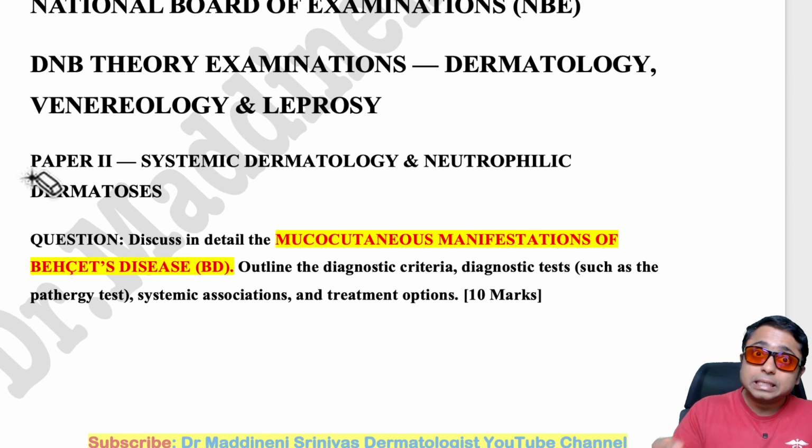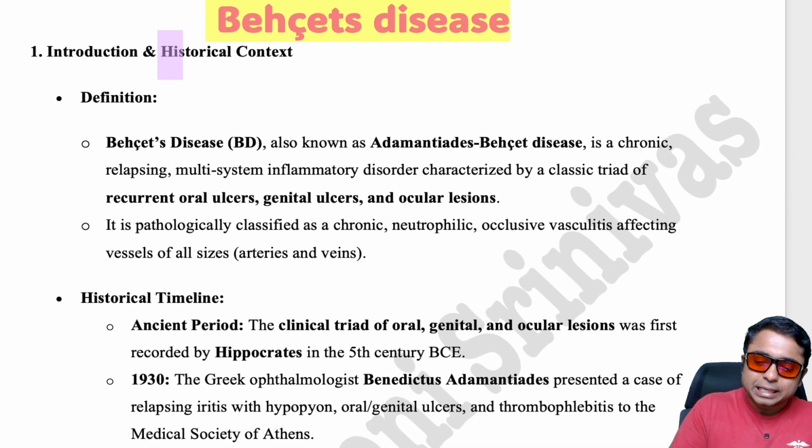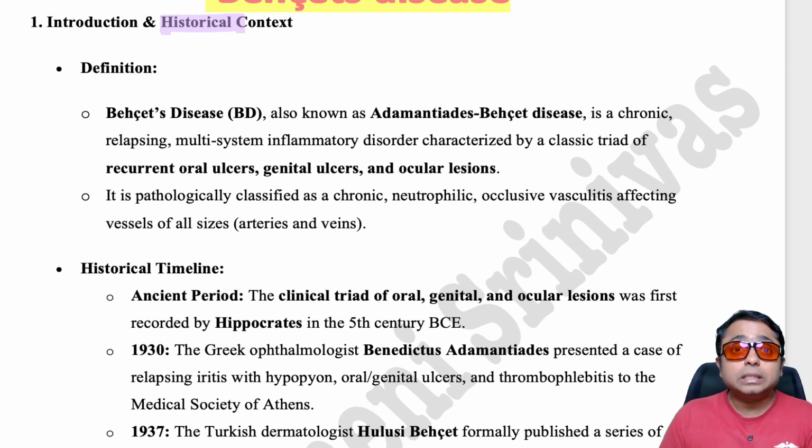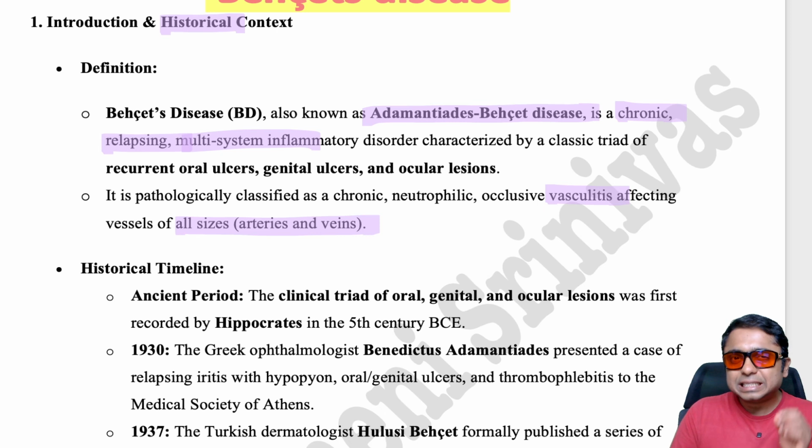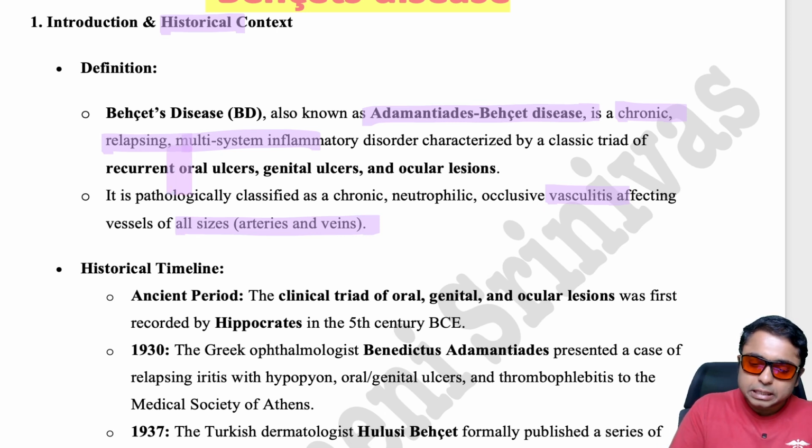So yes, this was a theory question asked in the DNB examination December 2025 as a simple question on the mucocutaneous manifestations of Behcet's disease. Points related to the history which you should know: this is basically a vasculitis which involves all sizes of vessels, so arteries and veins. It is also called Adamantiades-Behçet disease, and can be defined as a chronic relapsing multi-system inflammatory disorder mainly characterized by involvement of three important areas: the oral mucosa, genital mucosa, and also the eyes. These are the three structures you have to remember related to Behcet's disease.